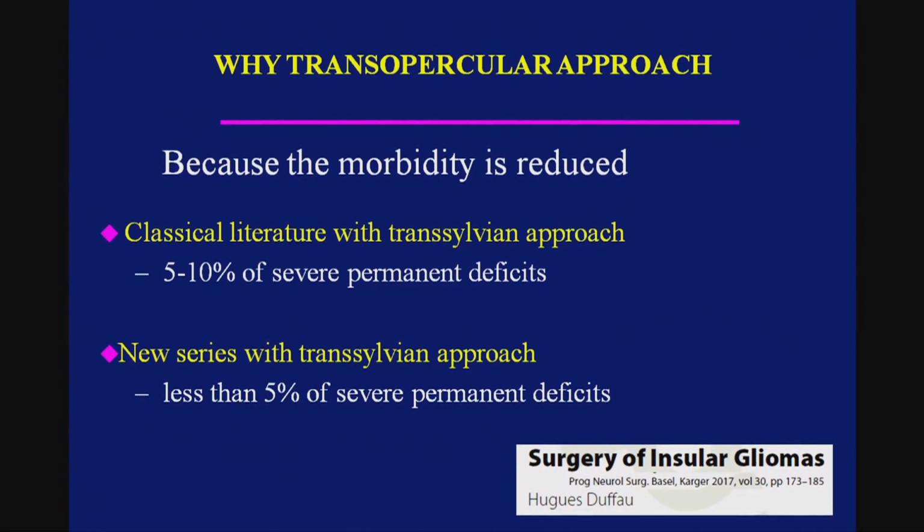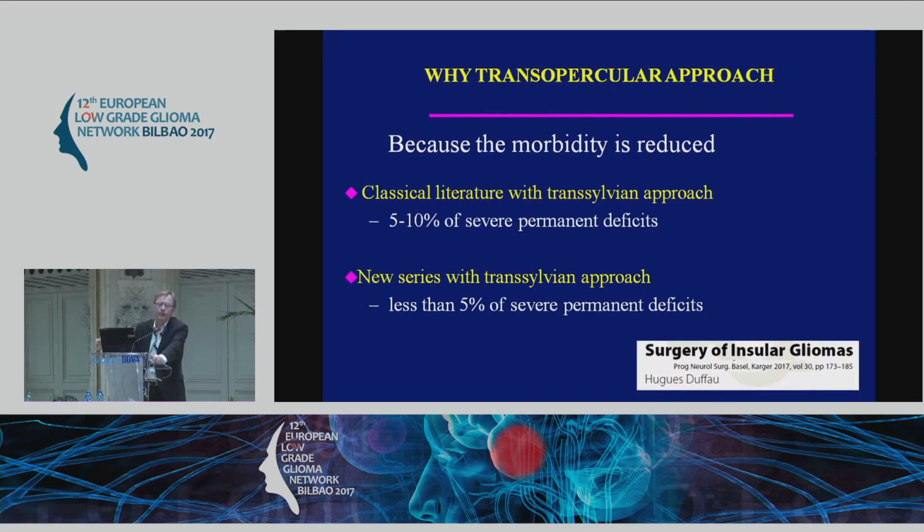Fourth, and probably because this is the most important, because the morbidity is reduced. If you do a review of the literature with the big neurosurgeons splitting the Sylvian fissure, definitely, I'm not able to do that with such a high level of reliability: 5 to 10% of severe permanent deficits. It's not my imagination, just facts in the literature. While if you do a trans-opercular approach, less than 5% of severe permanent deficit. And you will see my results, you know already, less than 1% of permanent deficit. So a factor 5 to 10 times less in speaking about a permanent deficit. So what do you prefer?